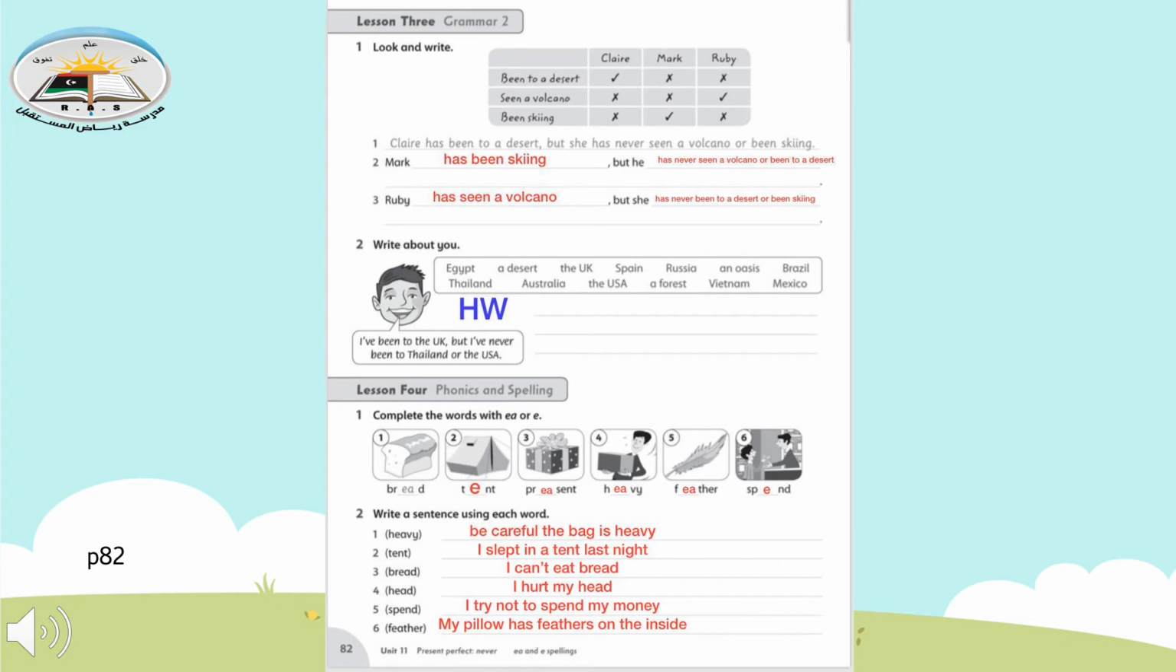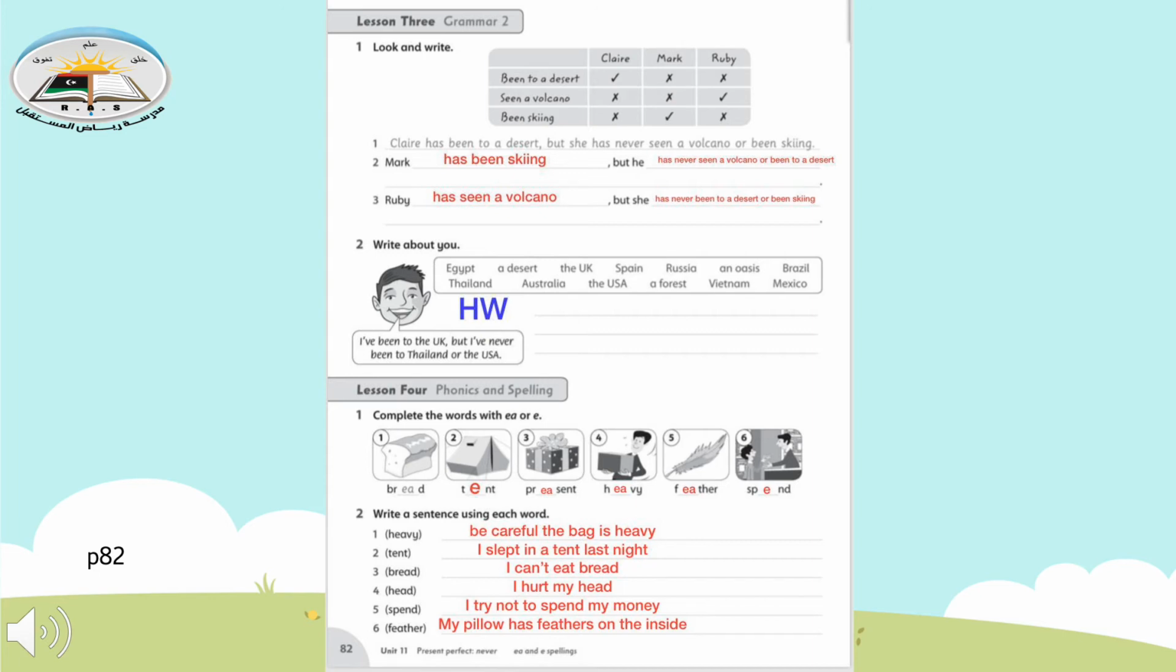On page 82 we have Lesson 3 Grammar 2. Question number 1. Look and write. We have a table that we need to look at. In the table we have Claire, Mark, and Ruby. And then we have the activities: been to a desert, seen a volcano, been skiing. For each activity that they have done, we have a tick. And for each activity that they didn't do, we have a cross. So number 1 is already answered as usual.